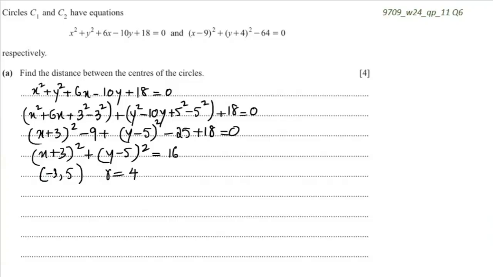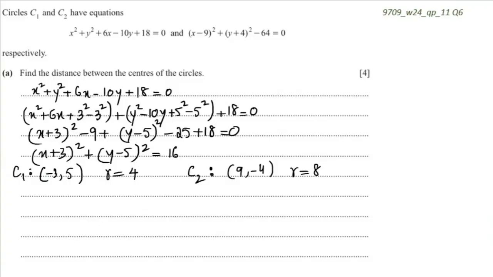Okay. What about the second circle? This is pretty easy, straightforward. So for this circle, this is C1. For C2, we can just write the center, that is (9, -4). And the radius is 8, since 64 on the other side is 8 squared.